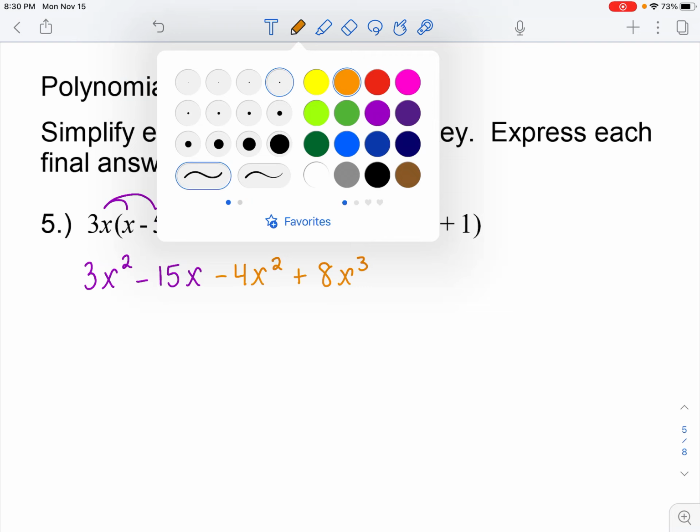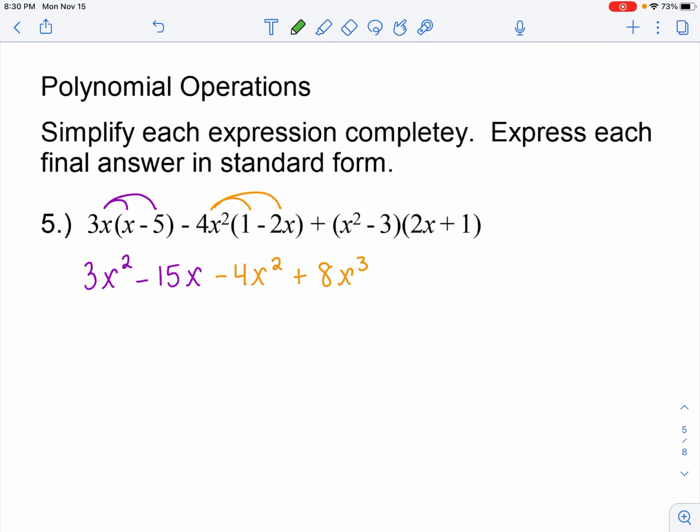All right, and now to finish this off, this last one is a binomial times a binomial. You guys probably know this by FOIL, maybe an acronym that you know. First times first gives me 2x cubed. And then x squared times 1 is x squared. And then I'm also going to do the negative 3 gets distributed.